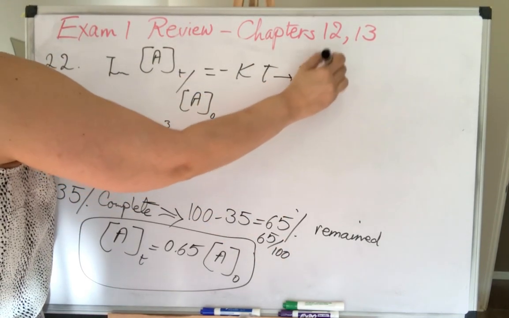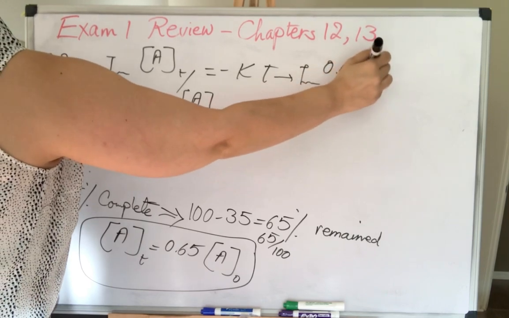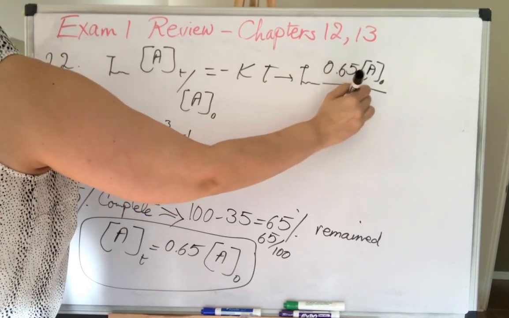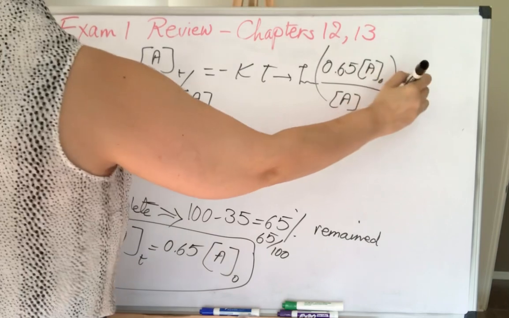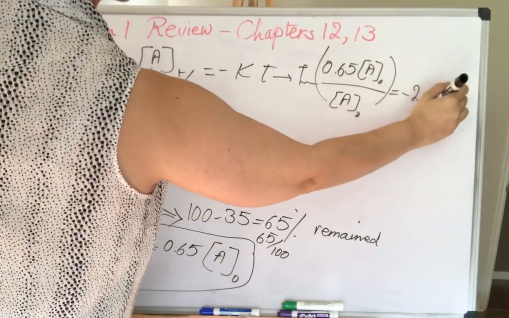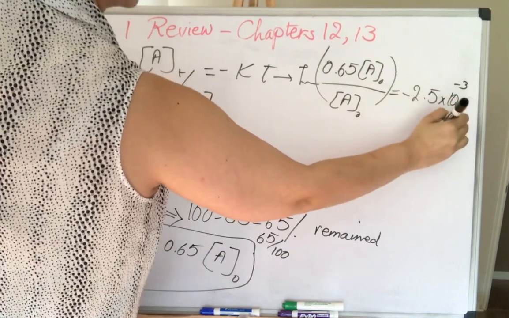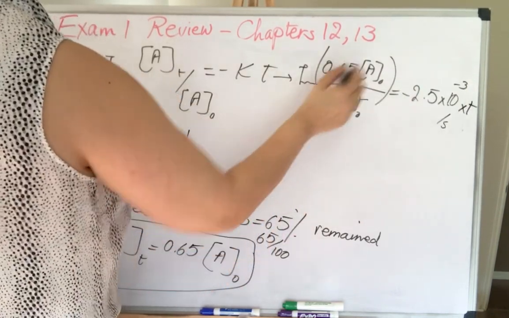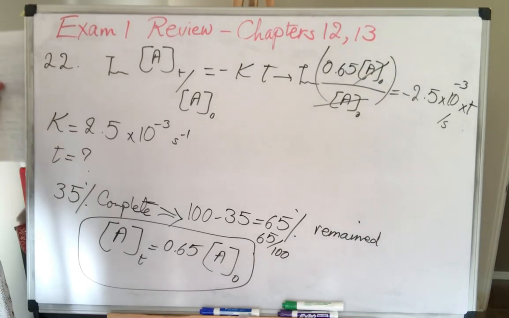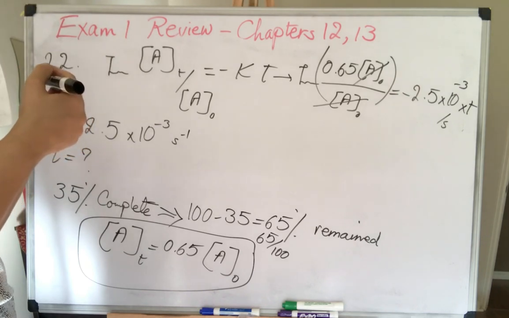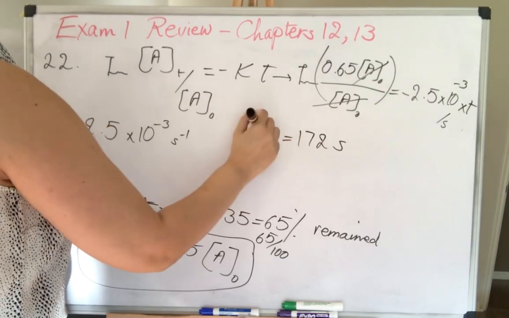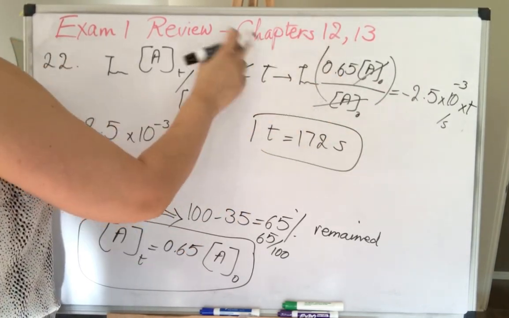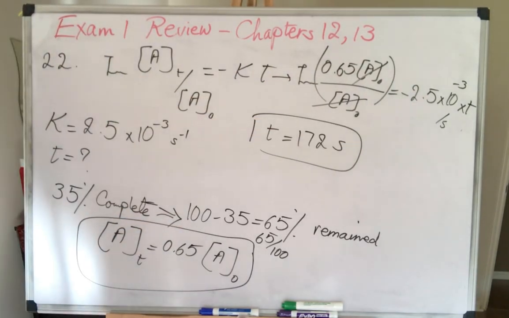The ln of 0.65 A0 over A0 is equal to minus 2.5 times 10 to negative 3 per second times T. So cancel A0 and A0. That ln, I don't have the breakdown, but I know that T, I found it as 172 seconds. So you just find the ln of 0.65 divided by minus 2.5 times 10 to negative 3.